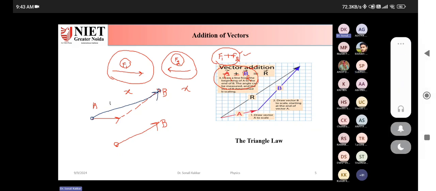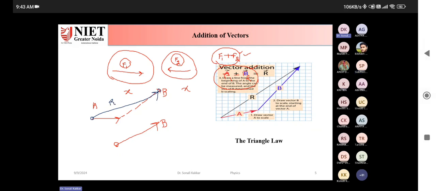Resultant or addition. We can say R is the resultant of vector A and B, where R is equal to A vector plus B vector. Clear? Yes, ma'am. So these were the steps.